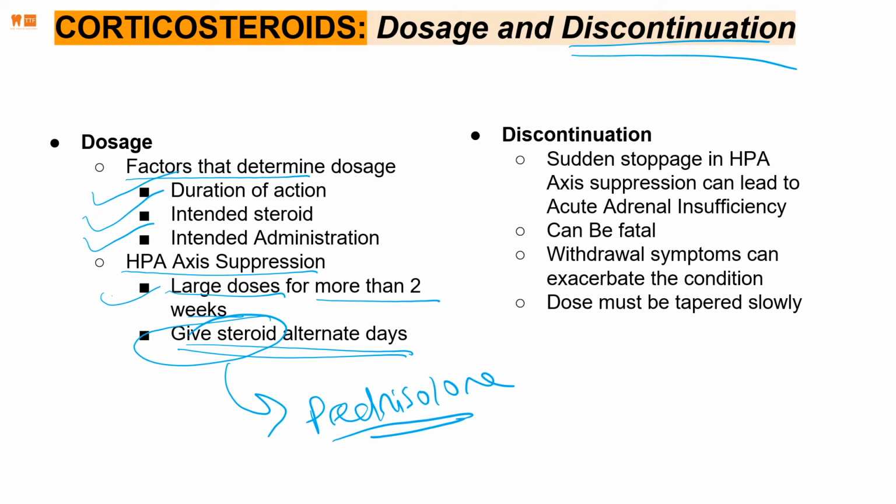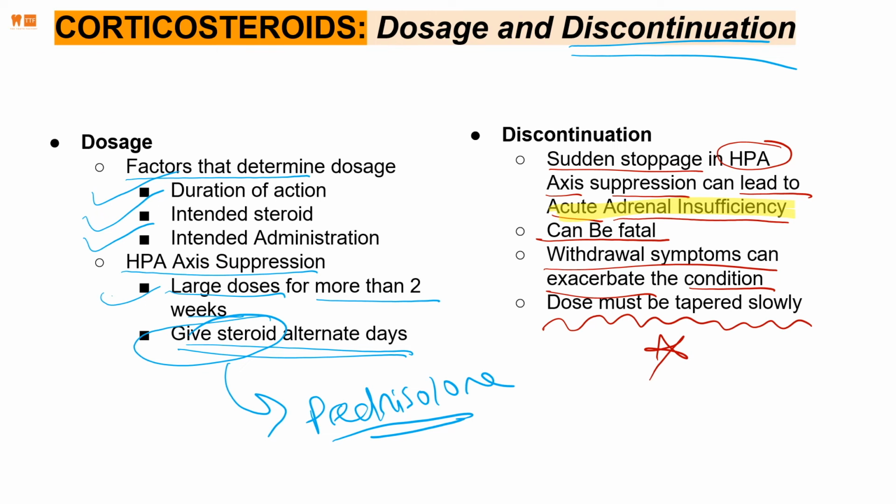Discontinuation. A sudden stoppage in the HPA axis suppression can lead to acute adrenal insufficiency. Now we're back again, acute, right? Sorry about the scratch there. I meant to highlight acute adrenal insufficiency. That's what we are now going to step into. It can be fatal, like instant discontinuation. Therefore, withdrawal symptoms can be exacerbated in condition. Dose must be tapered slowly.